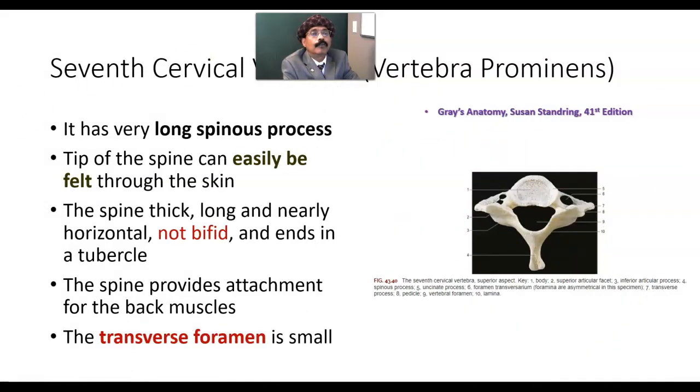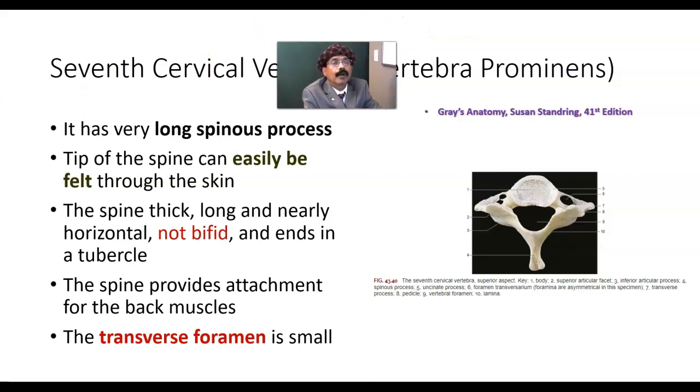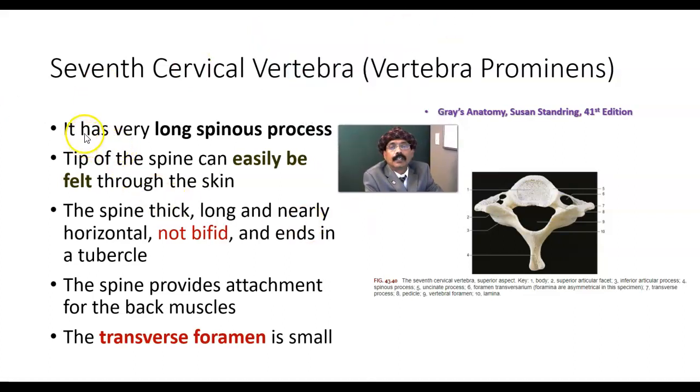Okay, now I'll go to the seventh cervical vertebra. The seventh cervical vertebra is also called vertebra prominens because it has a prominent spinous process. Very long spinous process. The tip of the spine can easily be felt through the skin if you pass a hand at the nape of the neck, the nuchal furrow; the lower part of your hand will palpate the spinous process of the seventh cervical vertebra.